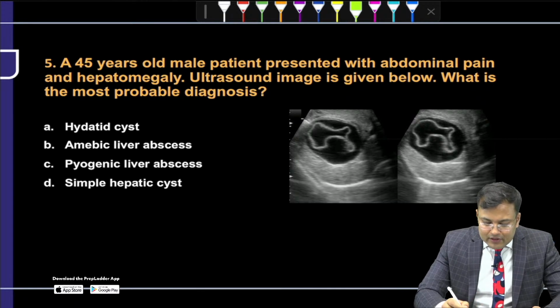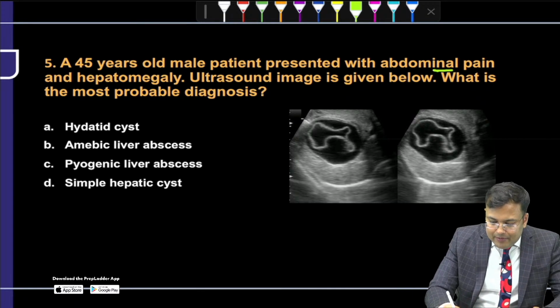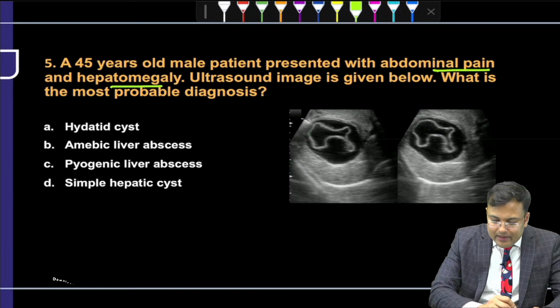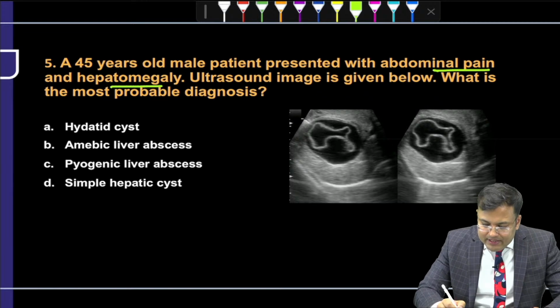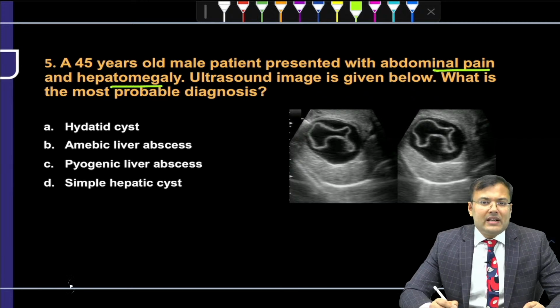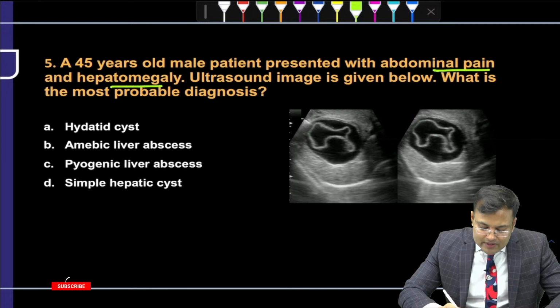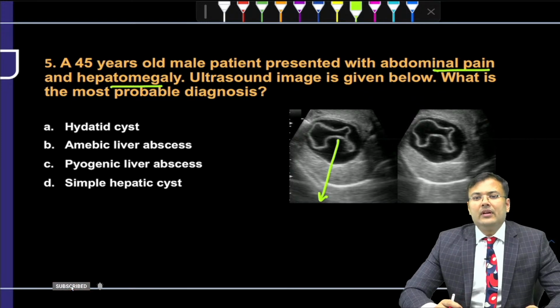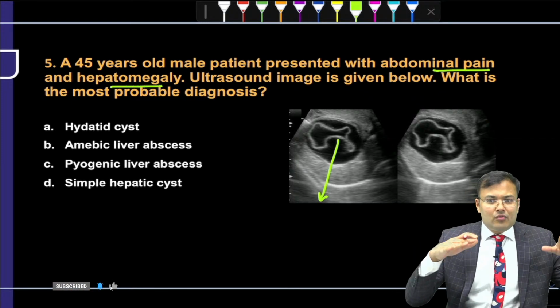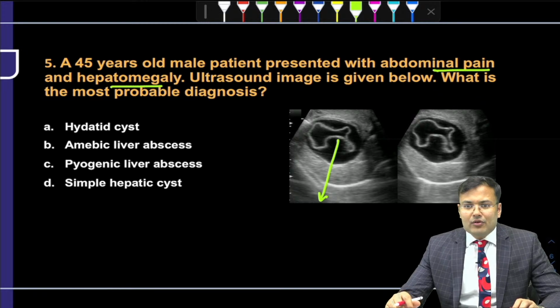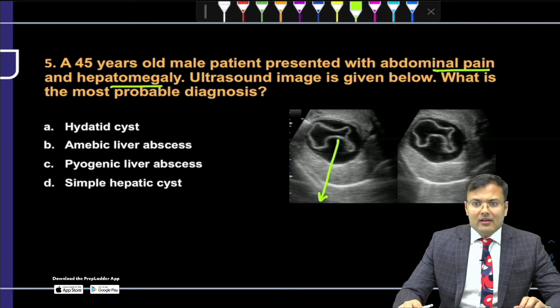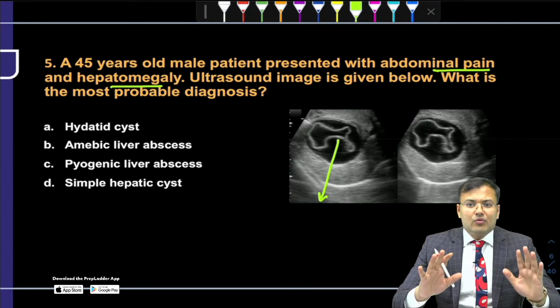A 45-year-old male presented with abdominal pain and hepatomegaly. Ultrasound image is given below. What is the most probable diagnosis? First you guys tell me what's the name of this sign. It is floating. So what's the name of this sign?